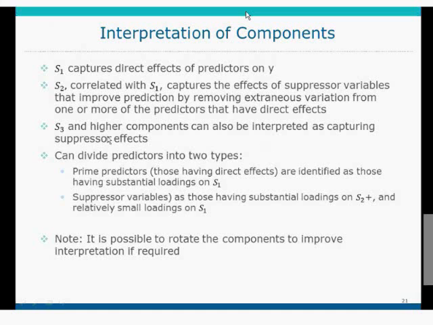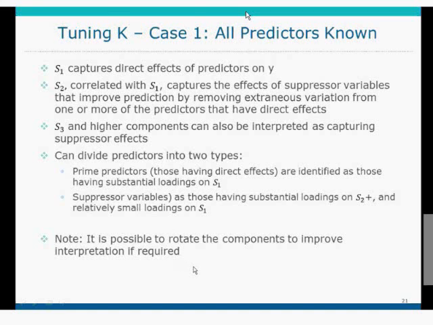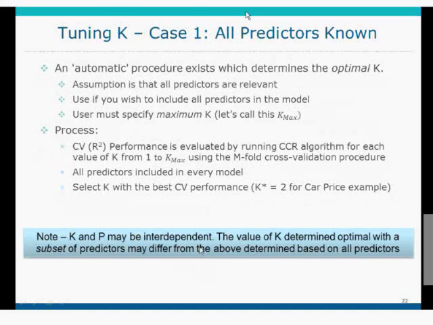And S3 and higher components can be interpreted as also capturing suppressor effects. Now, let's look at how we get the number of components. So, tuning K. How do we optimize the tuning parameter K? How do we determine the optimal amount of regularization to impose in the model?